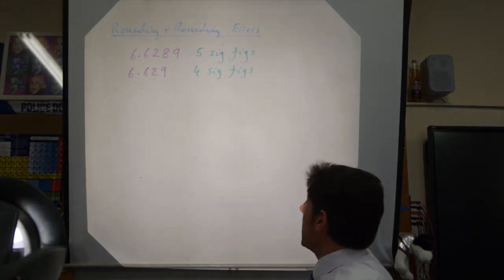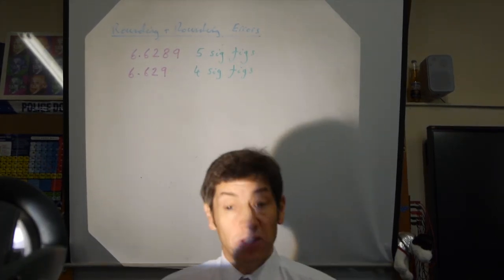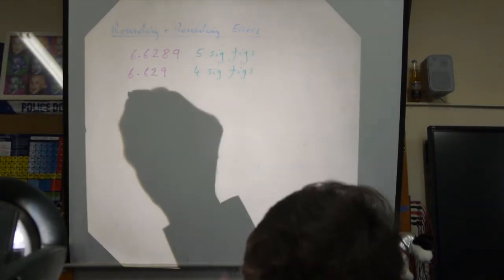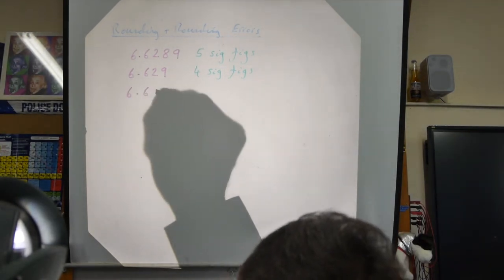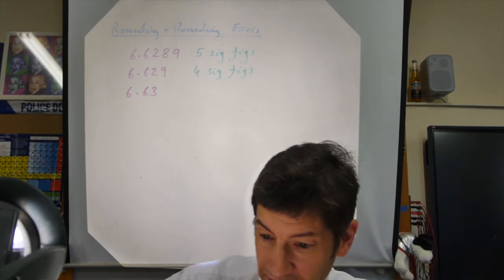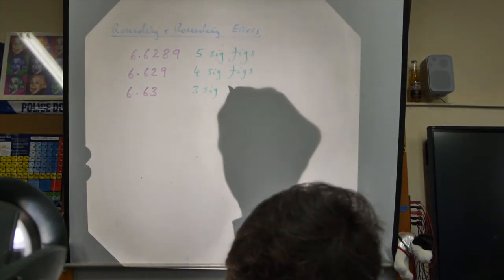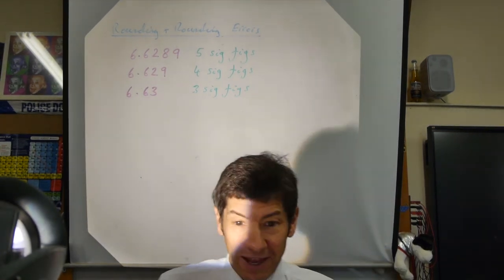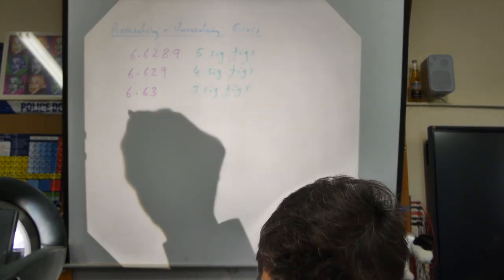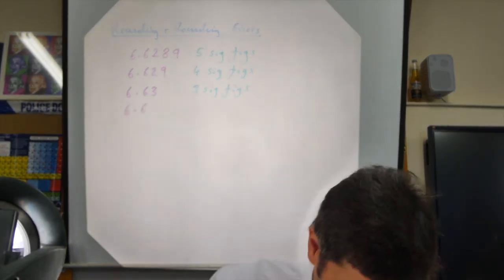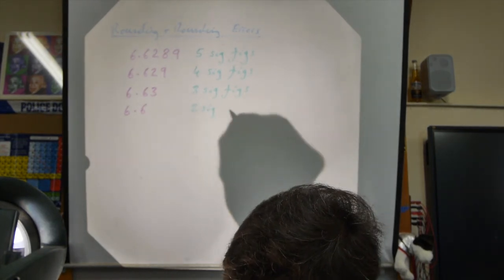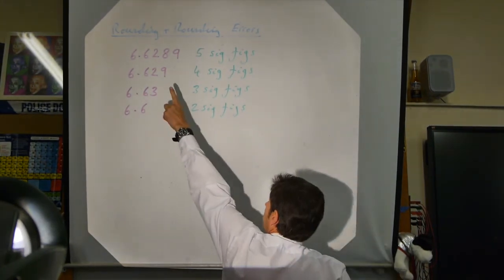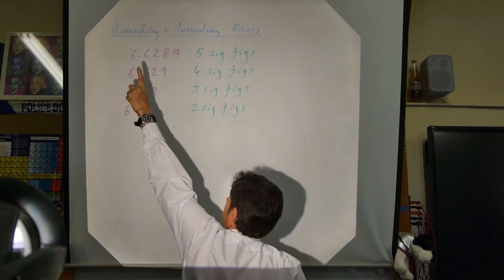But hang on, what would happen if the worst number that you worked with at the beginning was only to 3 significant figures? Well, again, right at the end you do your rounding, 6.63, and that's to 3 significant figures. And let's keep going, though you can probably see where I'm going with this. To 2 sig figs, well, that's easy enough. 6.6 to 2 sig figs.